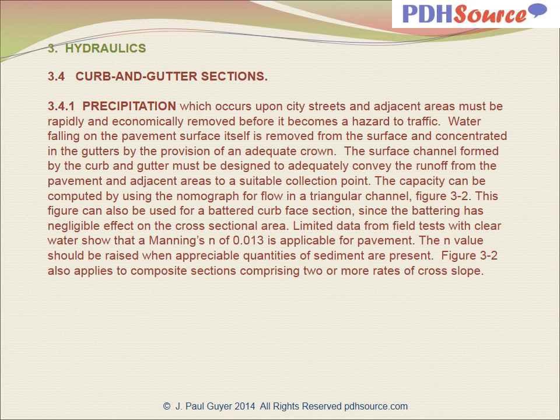The capacity can be computed by using the nomograph for flow in a triangular channel indicated in figure 3.2. This figure can also be used for a battered curb face section since the battering has negligible effect on the cross-sectional area. Limited data from field tests with clear water show that a Manning's N value of 0.013 is applicable for pavement. The N value should be raised when appreciable quantities of sediment are present. Figure 3.2 also applies to composite sections comprising 2 or more rates of cross slope.